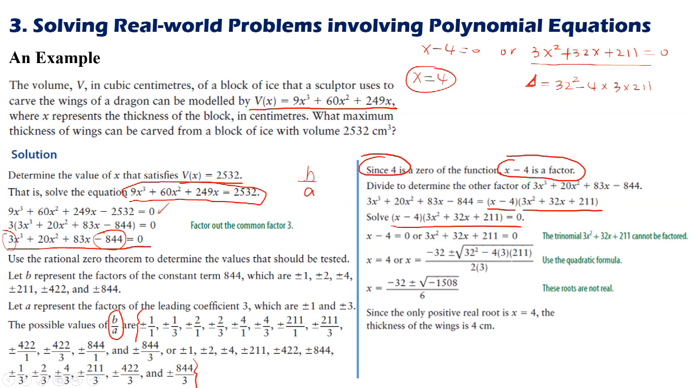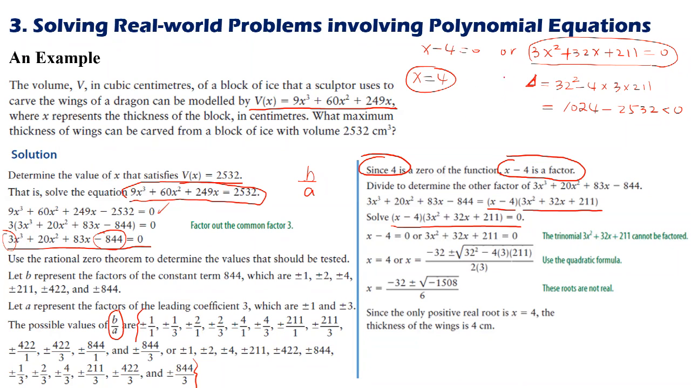So 32 squared is 1024 minus 2532, which is apparently smaller than 0. So that means this equation has no roots, right? I mean, has no roots in the real number set.